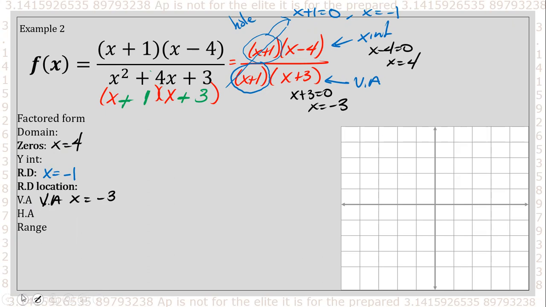So let's go ahead and graph this negative 3 vertical asymptote. I'll do it with the red. So x equals negative 3 looks like so. And I have a zero at x equals 4. I'll do it in purple. X equals 4 is right over here, like so.